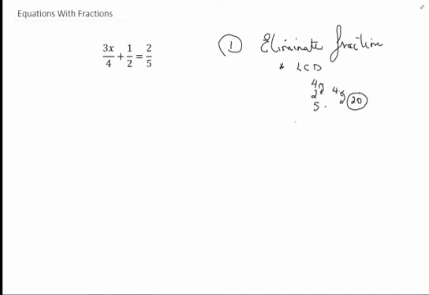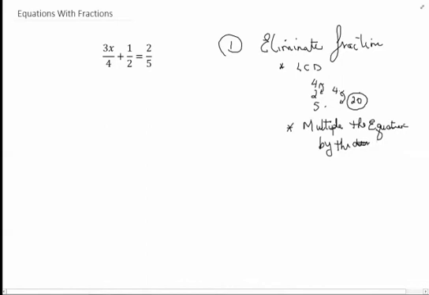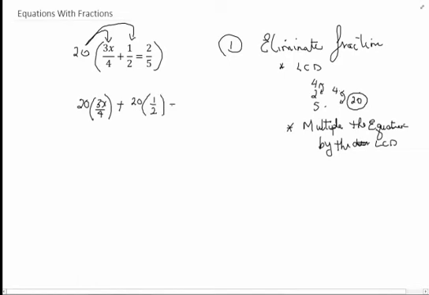Once we've determined what our lowest common denominator is, we multiply the equation by the denominator, or sorry, by the lowest common denominator. And so essentially, I'm multiplying this whole thing by 20. And that means that 20 multiplies this term, so I have 20 times 3x over 4 plus 20 times 1/2, and that equals 20 times 2 over 5.